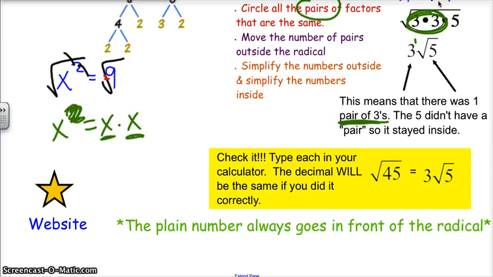If you were to type in your calculator the square root of 45, look at its decimal. Now in your calculator type 3 square root 5. If you did it correctly, the decimal should be the same. All we're doing is breaking it down into its simplest non-decimal form. Last word to the wise here, that plain number, this 3, comes out in front because it's representative of the idea that you had one pair of 3's. I have a website here. I'd like to show you that in class. I think it'll make more sense.